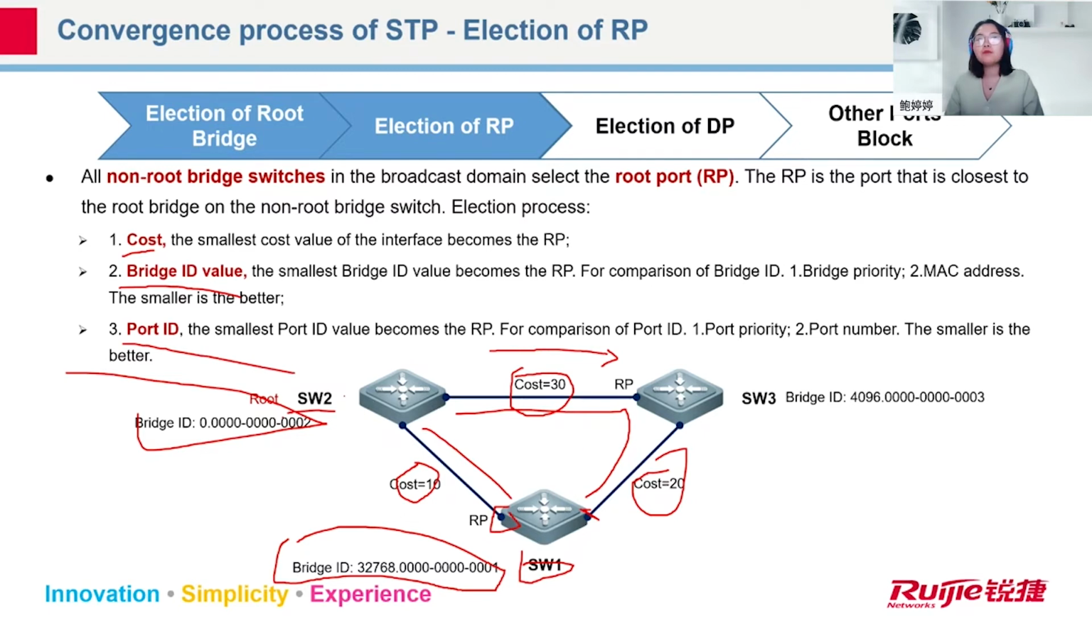For example, if there are two links between switch 2 and switch 3, we will find the cost value is the same and the bridge ID value is also the same. We continue to compare the port ID, and the smallest one will be the better interface. So this is the second step, the RP.